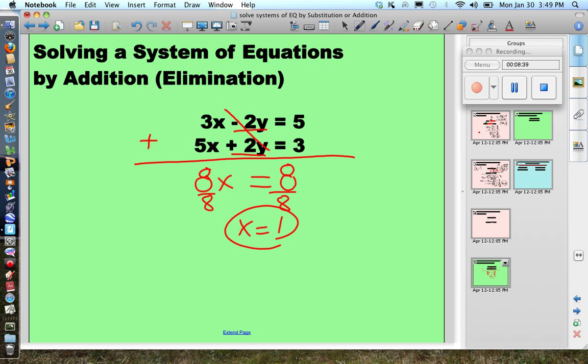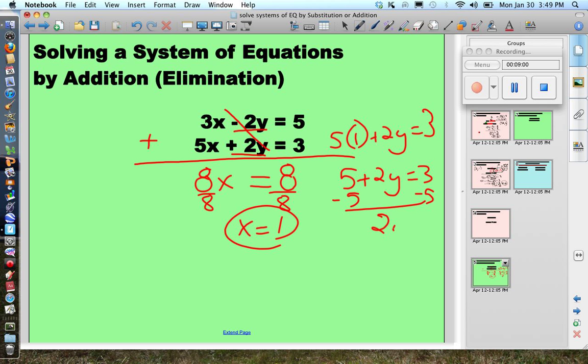It doesn't matter which one. In this case, it looks like they're both about the same as far as how easy it is. So I'm going to do the second equation. So I'm going to go up here and do 5 times 1 plus 2y equals 3. So I get 5 plus 2y equals 3. Subtract 5. 2y equals negative 2. Divide by 2. So y equals negative 1.